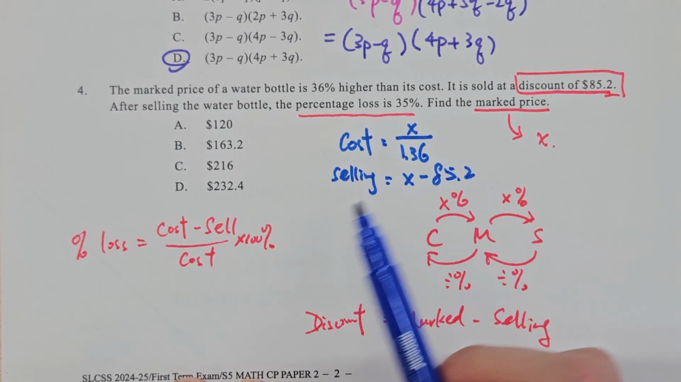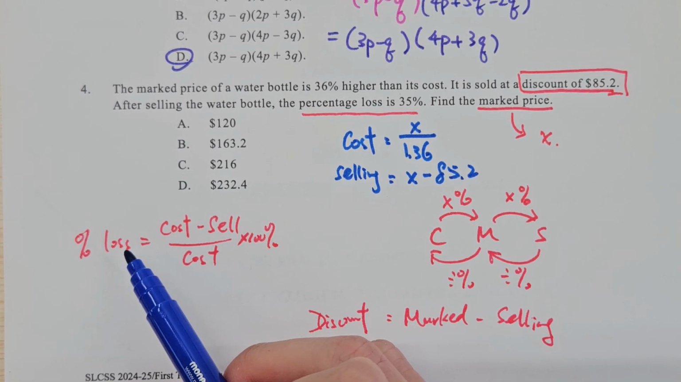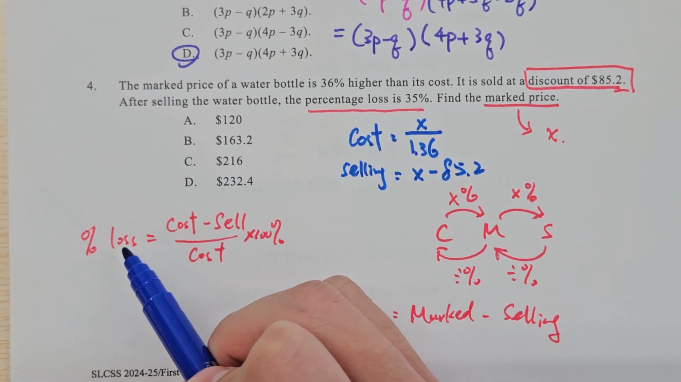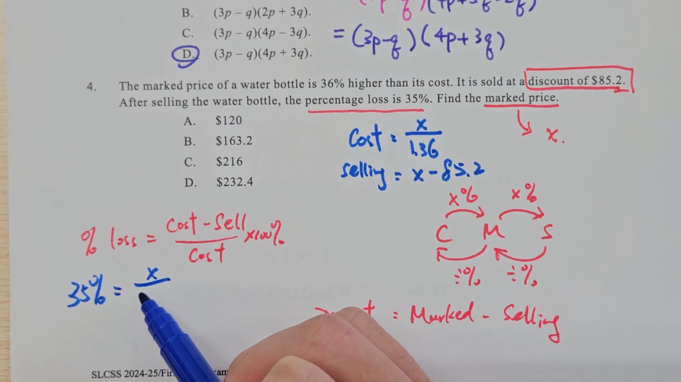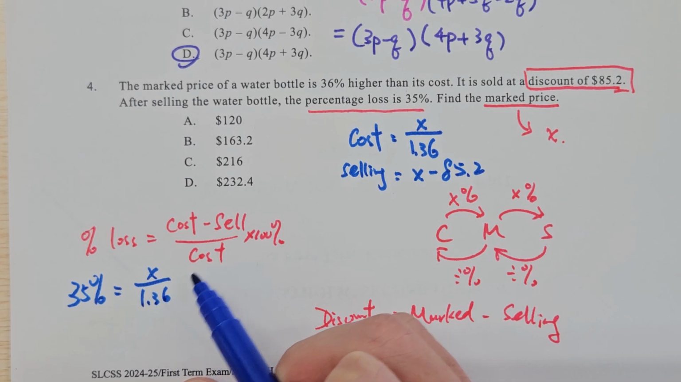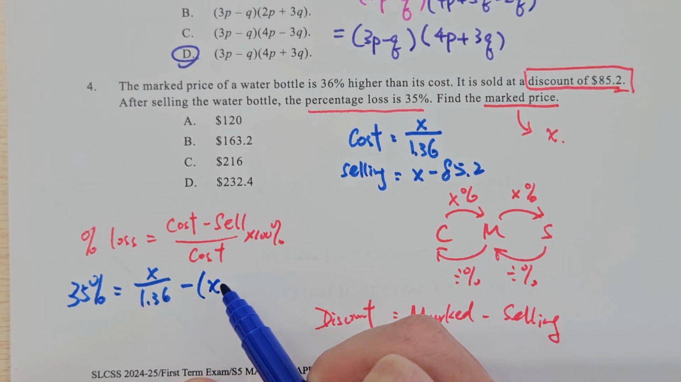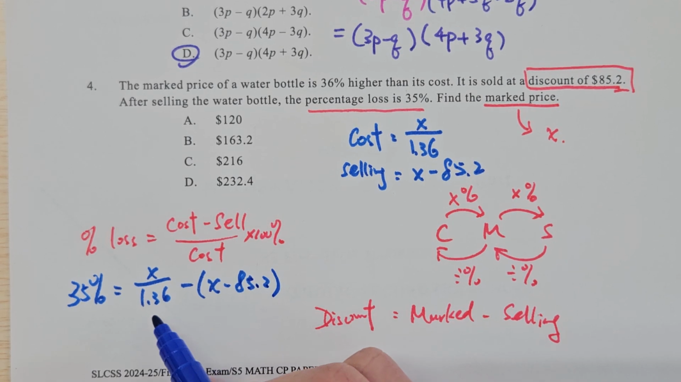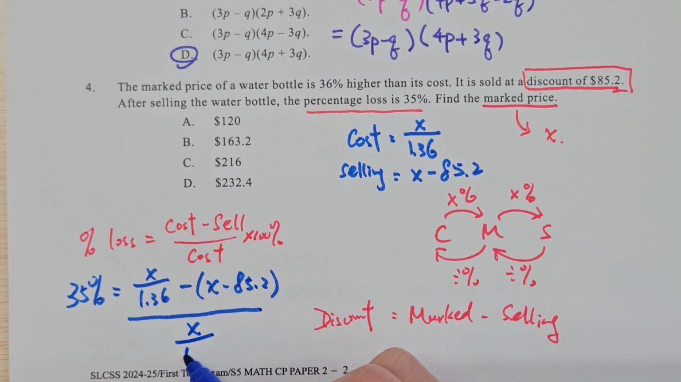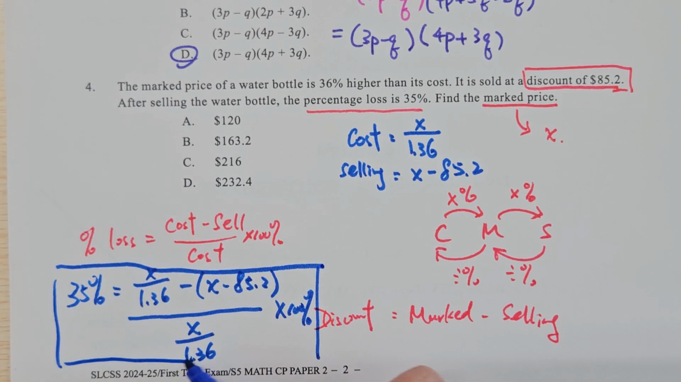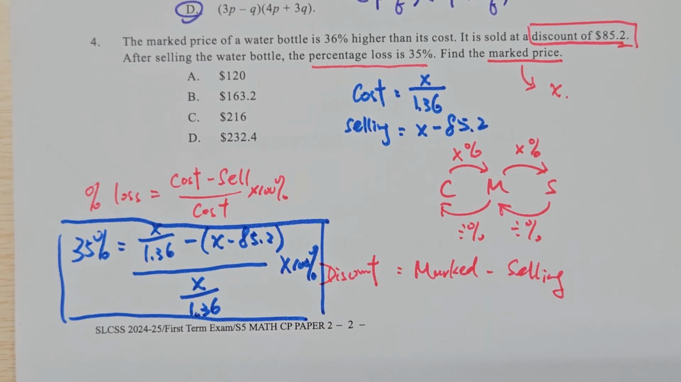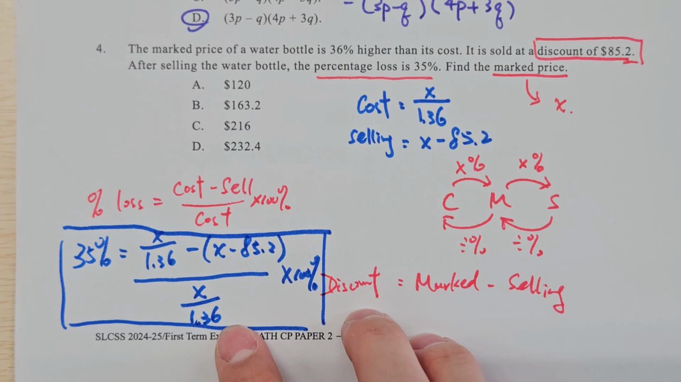So after we get these two, we can plug them into the percentage loss equation. The percentage loss is 35%, which equals the cost, X over 1.36, minus the selling price, bracket X minus $85.2, divided by the cost, X over 1.36, times 100%. So when we use the calculator to calculate it, you can get the answer.